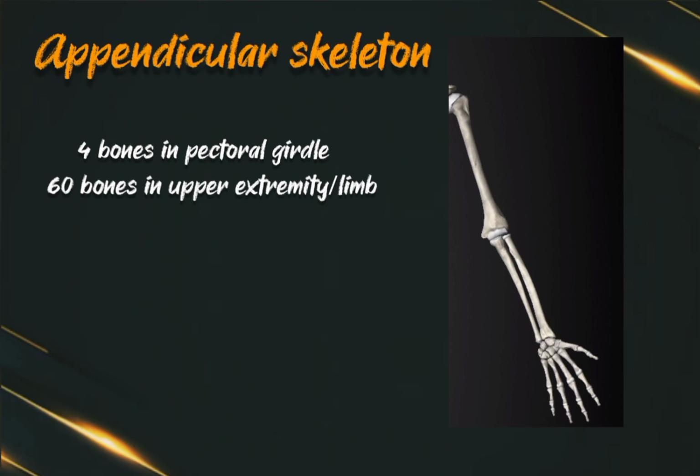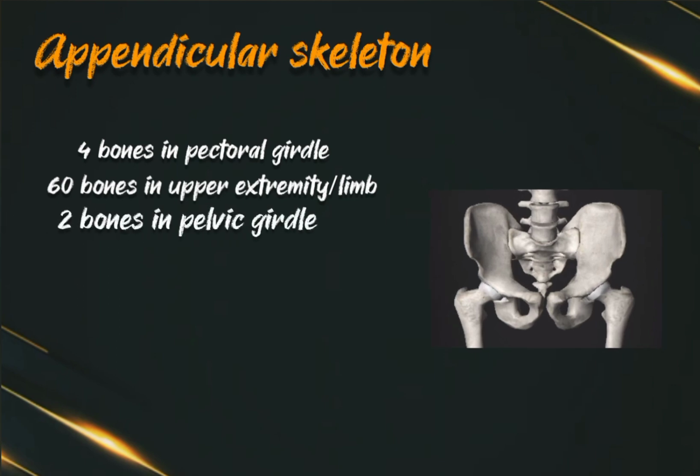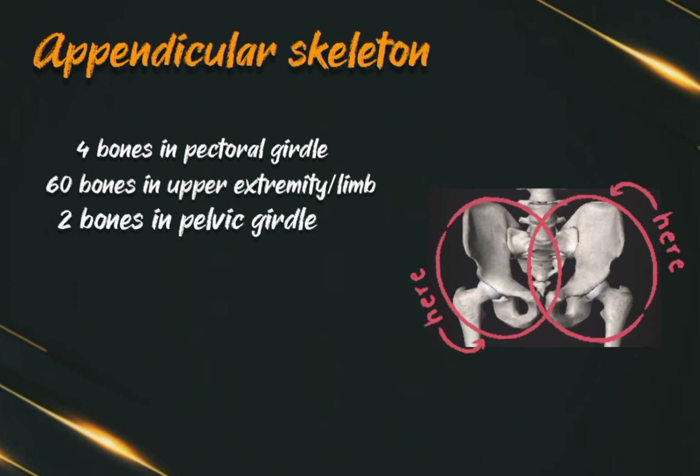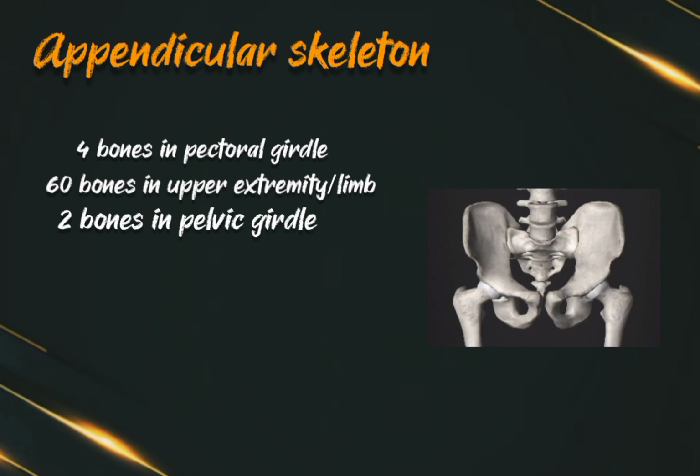Now moving toward the next part, the pelvic girdle. Inside the pelvic girdle there are two bones, the hip bone, also termed the innominate bone or the pelvic bone. These hip bones are part of the appendicular skeleton, and they are two in number, one on each side of the body.